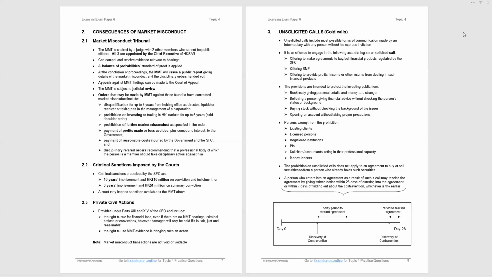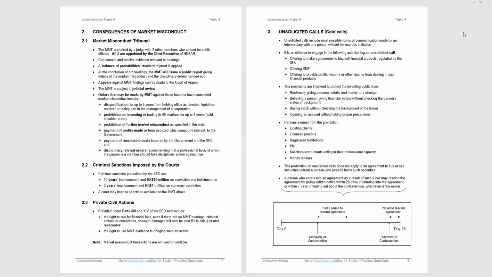Now, the reason for prohibiting such calls is to protect the investing public from recklessly giving personal details, etc. And the points are covered there. Now, an important set of individuals are those that are exempt from the prohibition. In other words, you can cold call these parties and it's okay. You're not committing an offence. They are exempt: existing clients, licensed persons, registered institutions, that's all intermediaries, PIs, professional investors, solicitors, accountants acting in their professional capacity, and moneylenders.